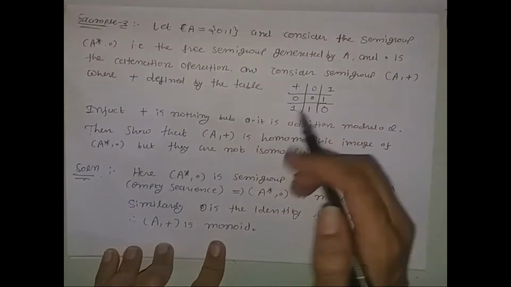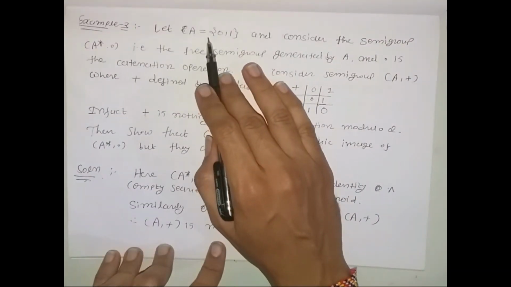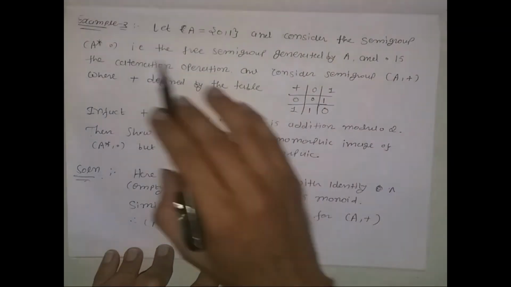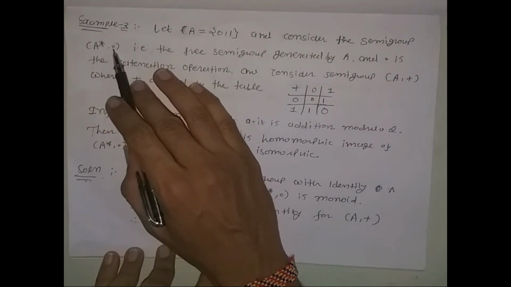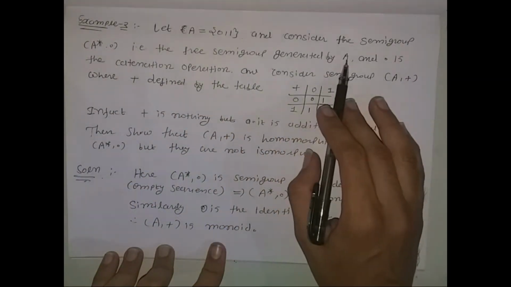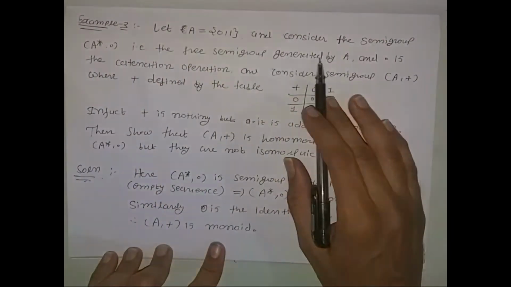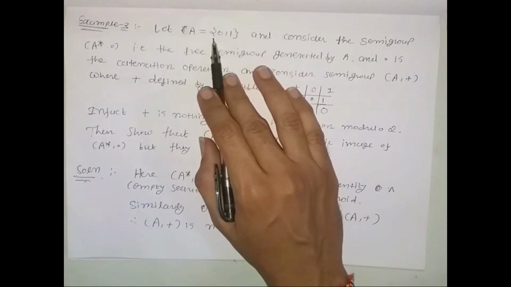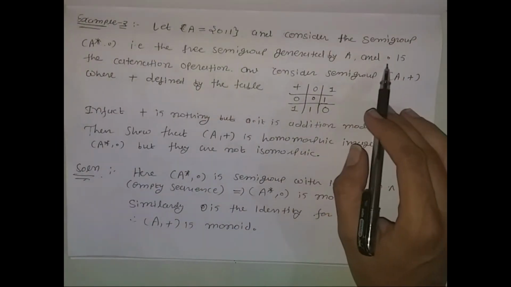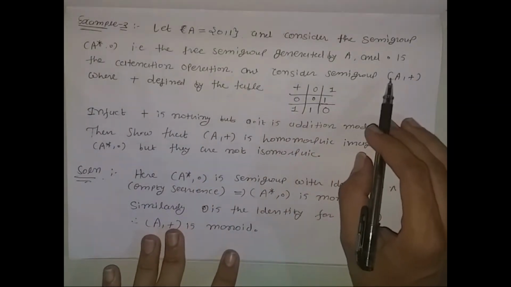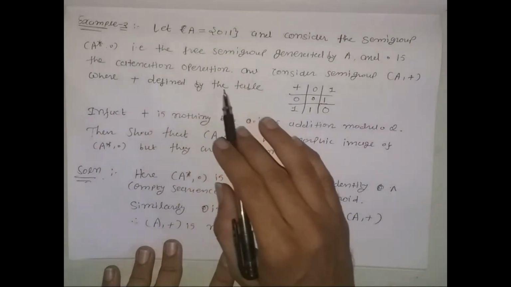Example number 2: let A be the set of symbols 0 and 1, and consider the semigroup A star with the catenation binary operation, that is, the free semigroup generated by A. We have considered the free semigroup generated by A, where A is the set of 0 and 1, with the catenation operation. And consider the semigroup A plus, where plus is defined by the table.